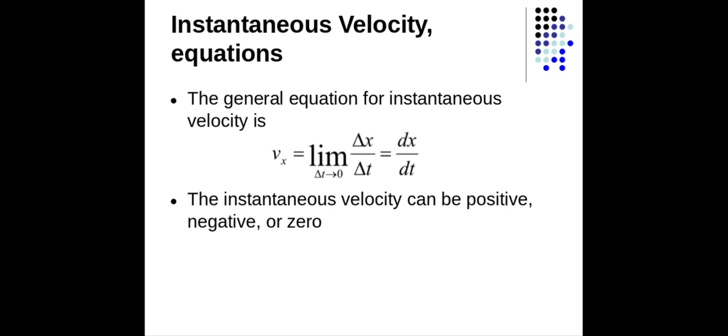And so there is, of course, an equation that goes along with instantaneous velocity. And so we're going to use Vx equals the limit, which is just the change in time going toward 0, of change in x over change in t, which is going to equal dx over dt. And so we know the instantaneous velocity can be positive, it can be negative, or it can be 0.